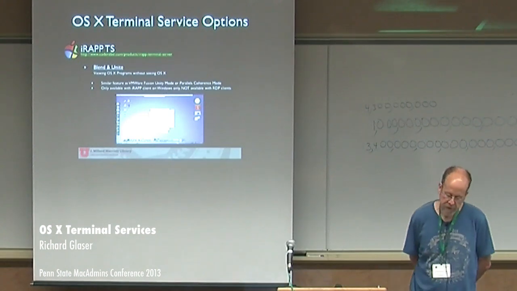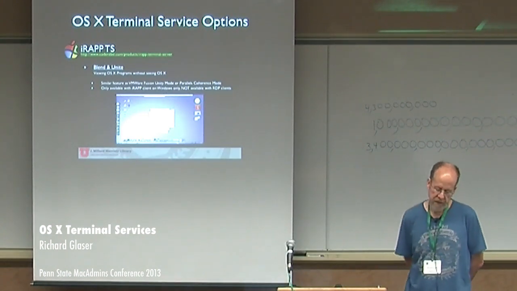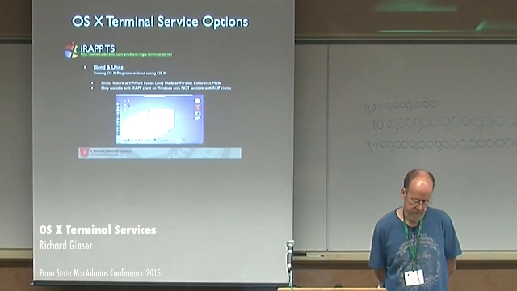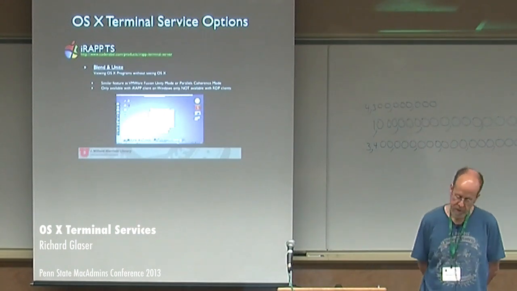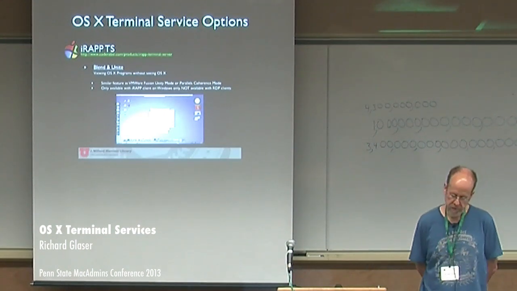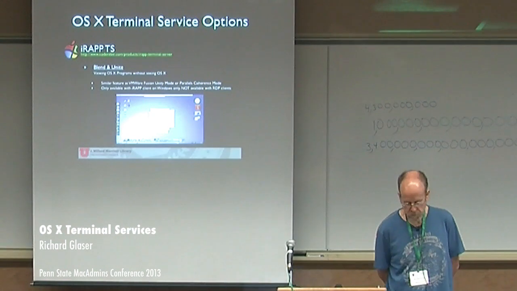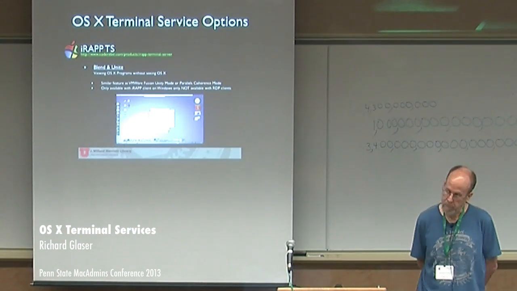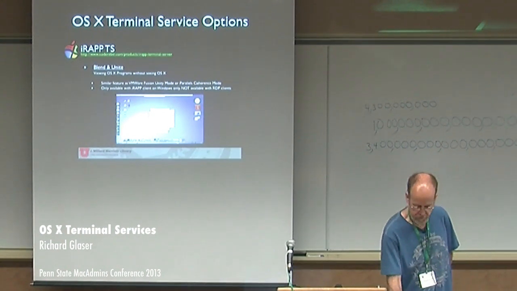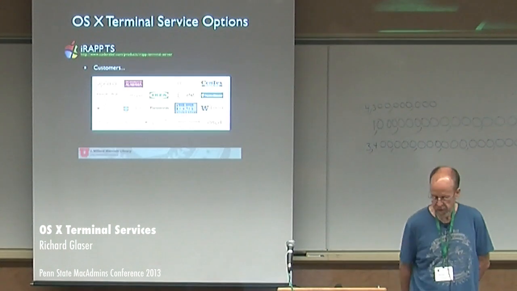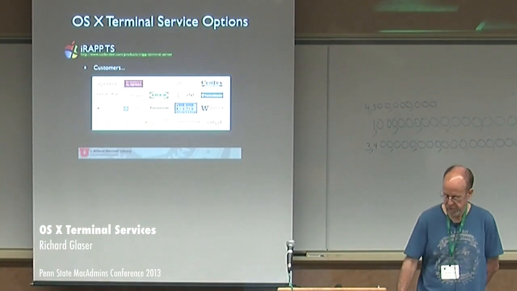They do offer one kind of cool feature called Blend and Unite, where it basically hides the OS X internal server's desktop. So you get a similar feature to VMware Fusion Unity and Parallels Coherence mode. That only works with an IRAP client on Windows, so it's not available to RDP or OS X clients. And here are some of their customers that are using their product.